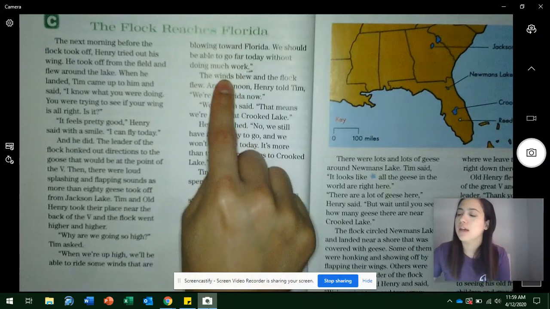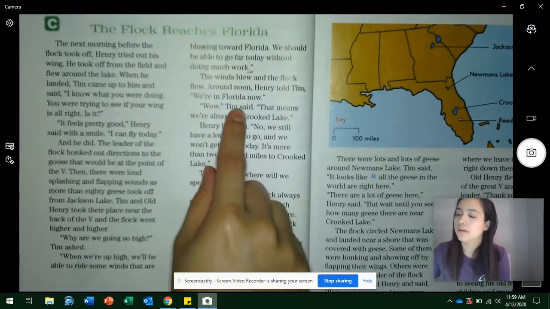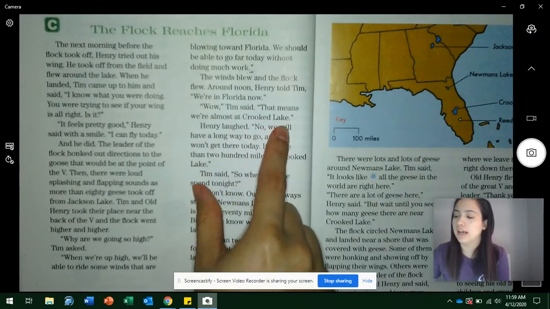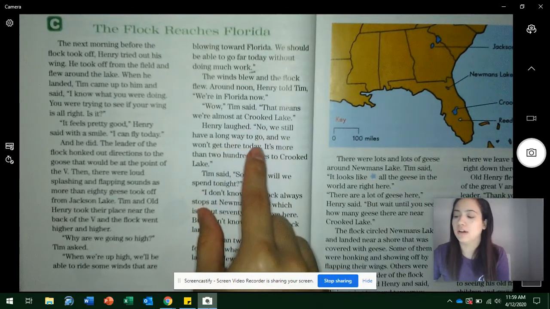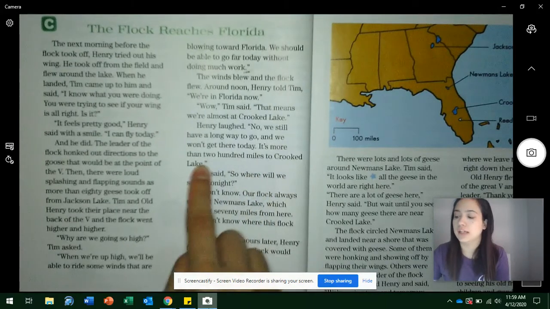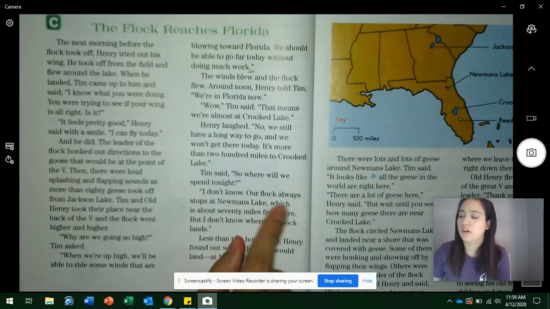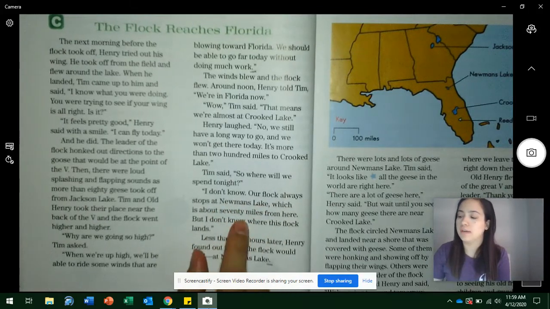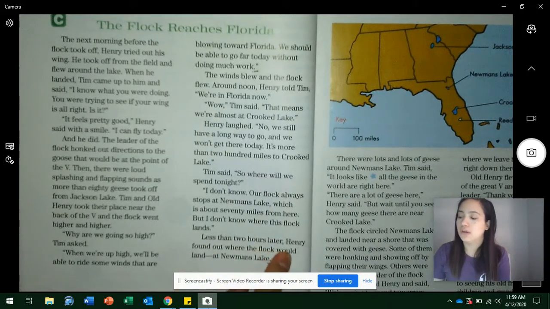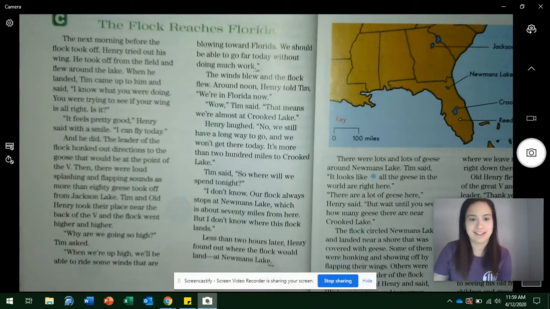Let's continue reading. The winds blew and the flock flew. Around noon, Henry told Tim, we're in Florida now. Wow, Tim said. That means we're almost at Crooked Lake. Henry laughed. No, we still have a long way to go, and we won't get there today. It's more than 200 miles to Crooked Lake. Tim said, so where will we spend tonight? I don't know. Our flock always stops at Newman's Lake, which is about 70 miles from here. But I don't know where this flock lands. Less than 2 hours later, Henry found out where the flock would land, at Newman's Lake.